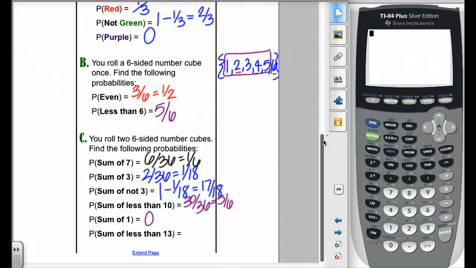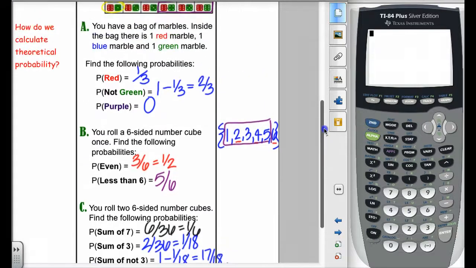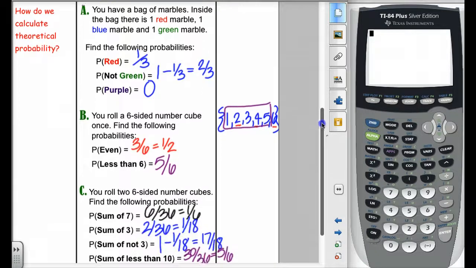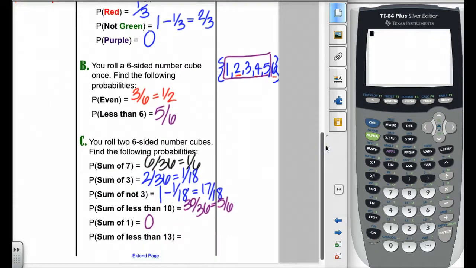To get a sum of less than 13, I see that the biggest number that I can get is 12, which means that everything is less than 13. So that means my probability is 1 or 100%.